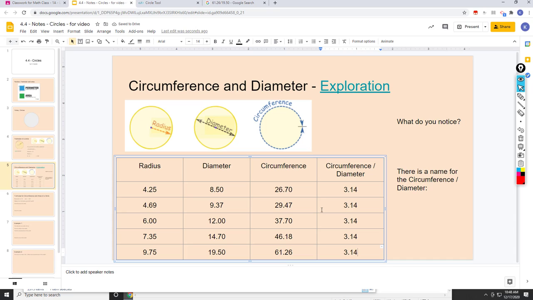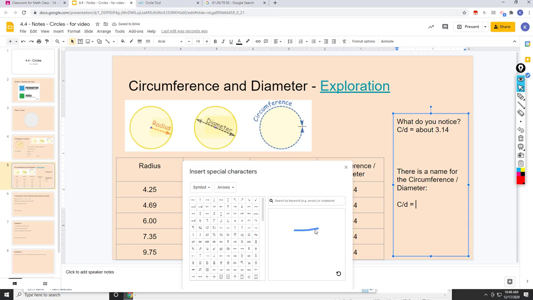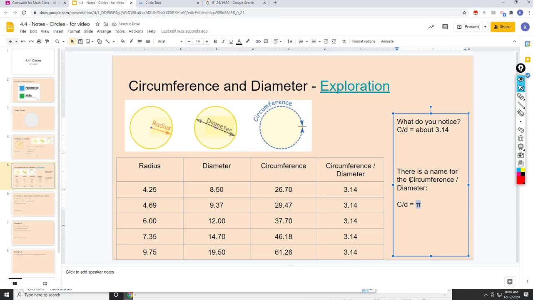Notice that the circumference divided by the diameter is always about 3.14. So there's a name for this. Circumference divided by the diameter is just pi. That's where pi comes from. So pi is about 3.14. But pi is circumference divided by diameter. That also means circumference is equal to pi times diameter, because we can multiply both sides by d.